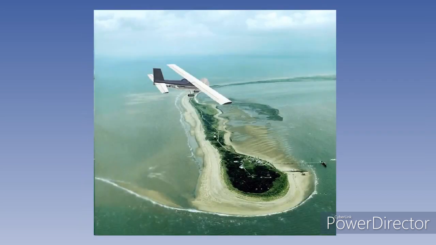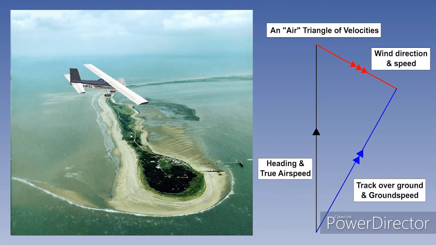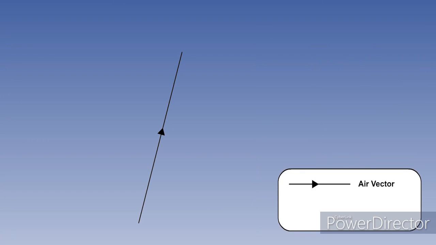An analogous situation occurs for an aircraft flying through the air, because of the effects of the wind. We can measure the effect that wind has on the track and speed of an aircraft over the ground by constructing a triangle of velocities. Let's now look at this in more detail. The first side of the triangle of velocities is called the air vector. In our analogy, it's the line the aircraft will follow if it's flying in still air conditions. The air vector has a length which corresponds to the true airspeed, and it points in the direction in which the aircraft is heading.